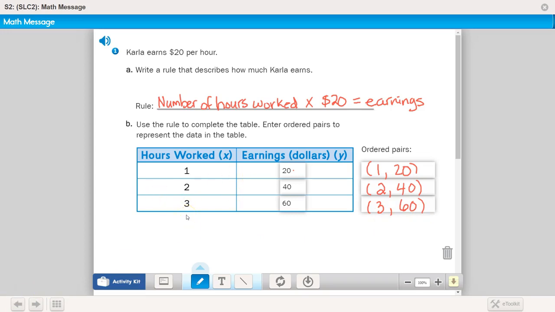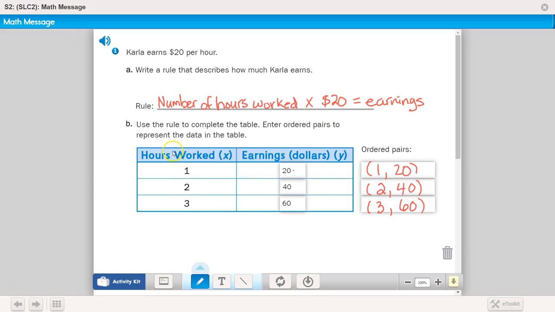Let me remind you that in a table you can look for 3 different rules. You can look for a rule that has to do with the X column. You can look for a rule that has to do with the Y column, or you can look for a rule that has to do with the relationship between the X and the Y. So in part A, we wrote a rule that talked about the relationship between the X term and the Y term, and this is called corresponding terms, and we learned that in our last lesson. So we already know that the pattern between the X term and the Y term is times 20.